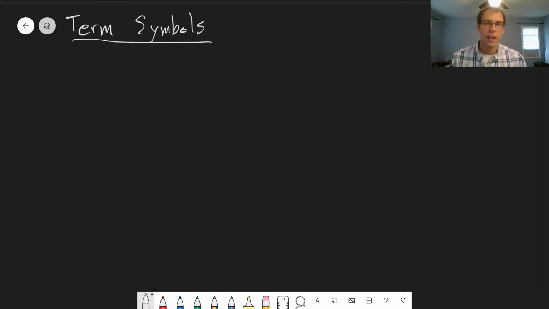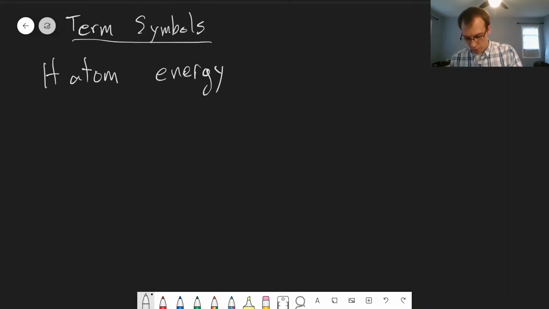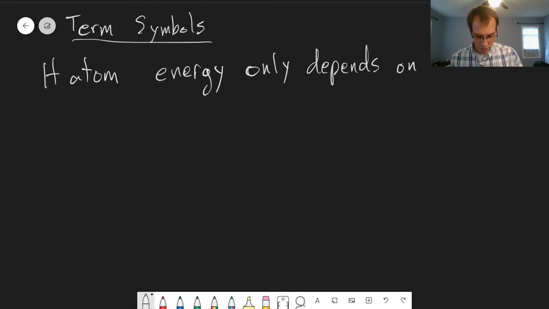The final topic we'll look at in Chapter 8 about multi-electron atoms is term symbols. Term symbols are a way of labeling different electronic states in multi-electron atoms. When we consider the hydrogen atom, for example, when we're looking at the energies of the system, the only quantum number that matters is the quantum number n. And there's no real equivalent exactly for multi-electron atoms, right? n still matters, but now we have multiple electrons interacting with each other.